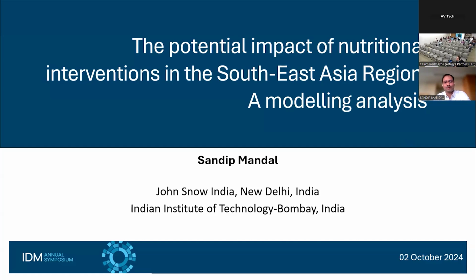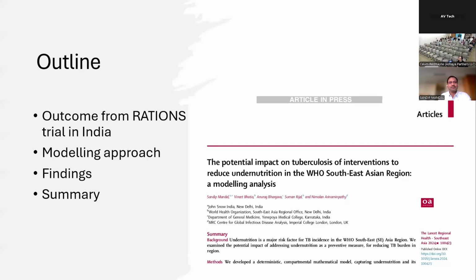I'll be talking about something similar to what Rebecca just presented, but at the population level in Southeast Asian region countries. We carried out a similar mathematical analysis based on the Bhargava RATIONS trial. The outline of my talk: I will show the gist of the RATIONS trial, what we get from those studies, and then briefly describe how our model works. We developed a mathematical transmission model, and I'll show the details, then the findings, and then summarize.